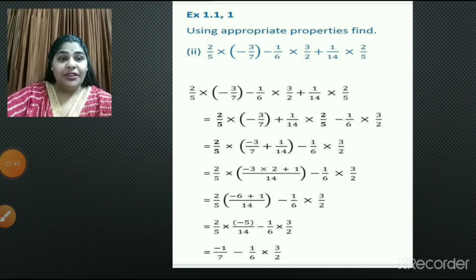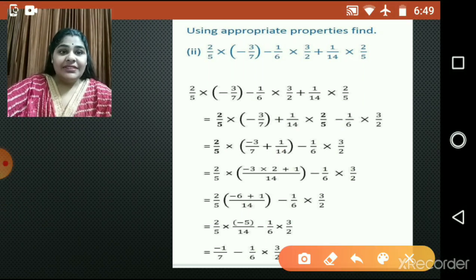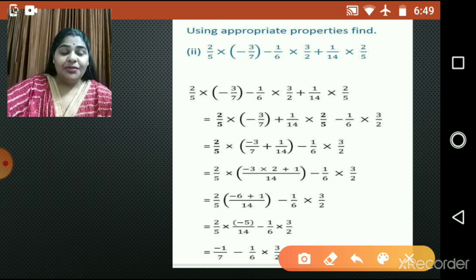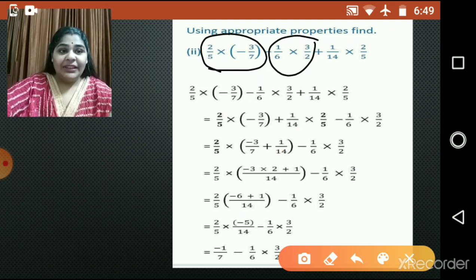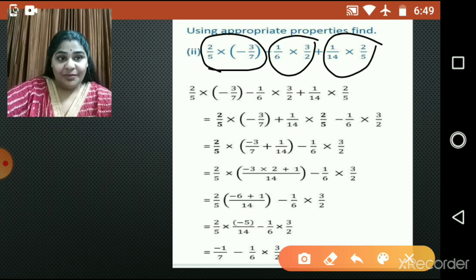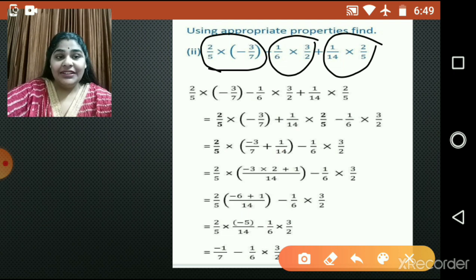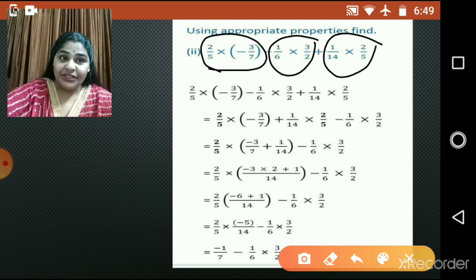Yeah, so here once again the same kind of example is there, children. If you see here, this is 2 upon 5 multiplied by minus 3 upon 7, minus 1 upon 6 multiplied by 3 upon 2, plus 1 upon 14 into 2 upon 5. Now here you can see, here is one multiplication, yes, this is one multiplication and there is one multiplication, right? So this I consider as 3 terms. So we can interchange these complete terms using our commutative property, right?